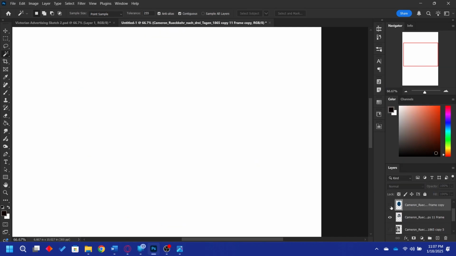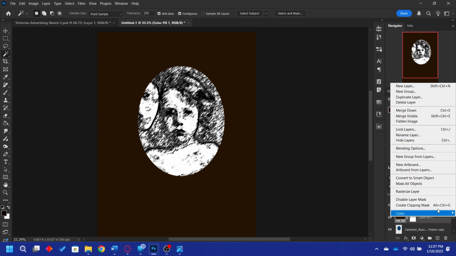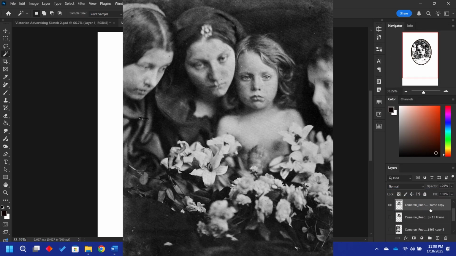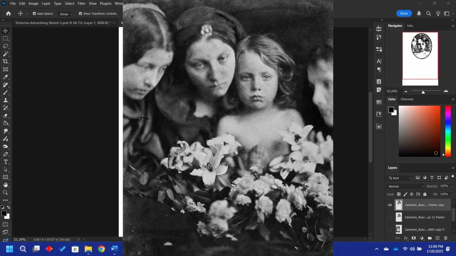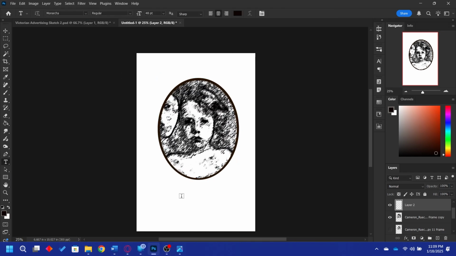As I went through my little library of Victorian photography, there was one photo in particular that stood out to me by far the most. And that was this photo taken in 1865 by a British photographer named Julia Margaret Cameron, called The Return After 3 Days, which depicts a child surrounded by 3 women with flowers in front of them.